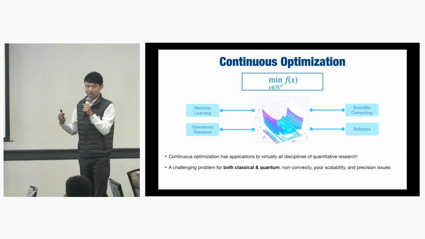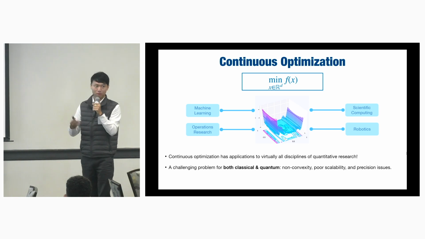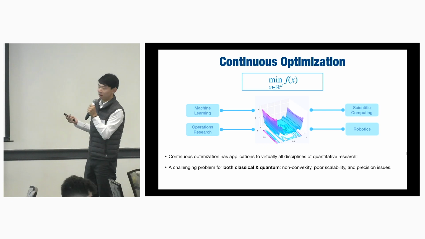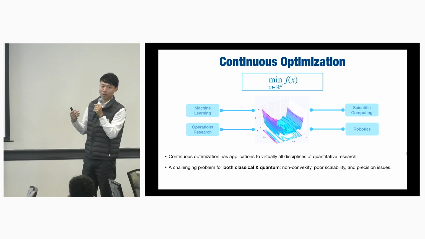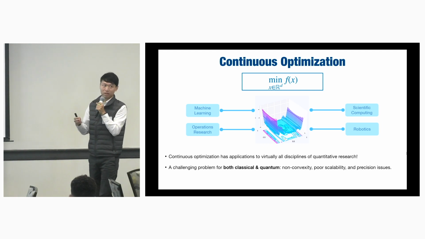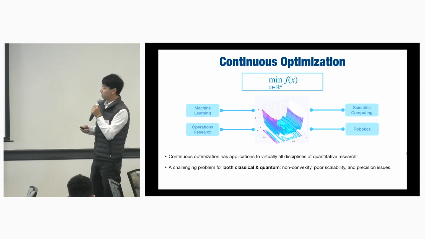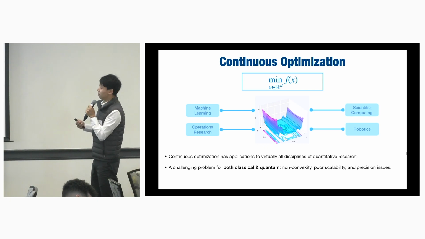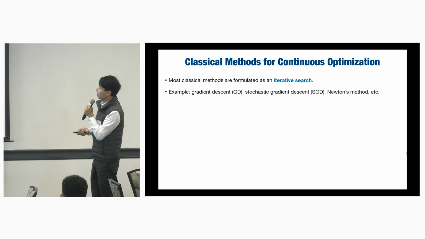But this problem turned out to be a very difficult task for both classical and quantum algorithms, because many of the problems here are nonconvex, which means the problem is hard. And sometimes we have really large-scale problems. And for many algorithms, including both quantum and classical, they have poor scalability. And also, many times we have precision issues that impede us from finding a good solution.